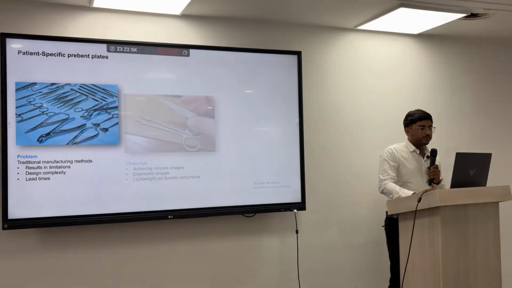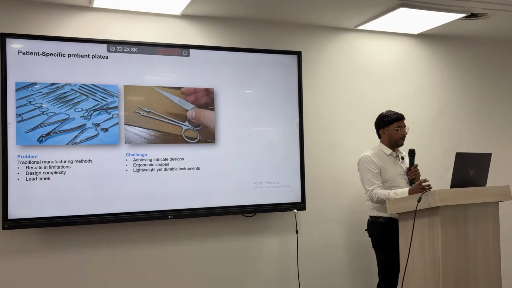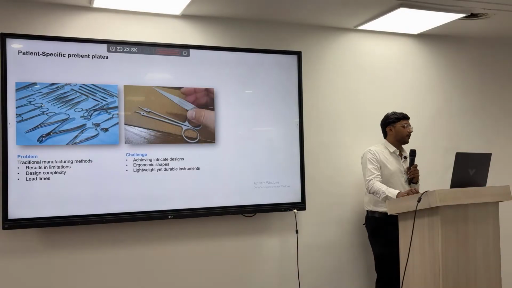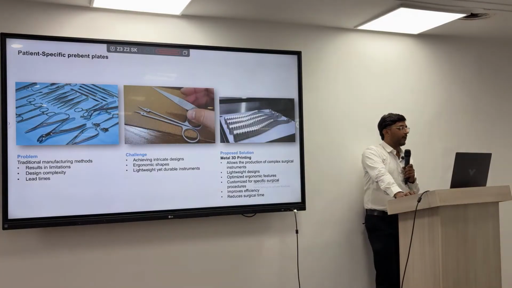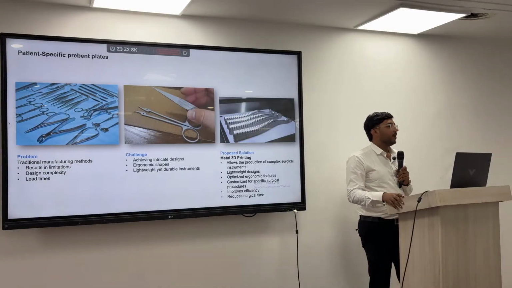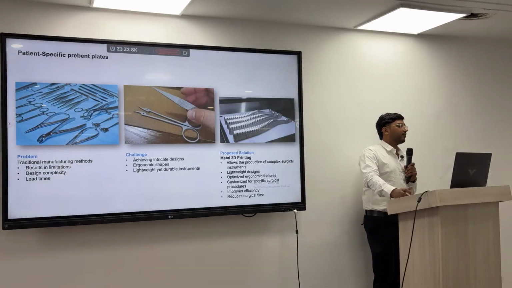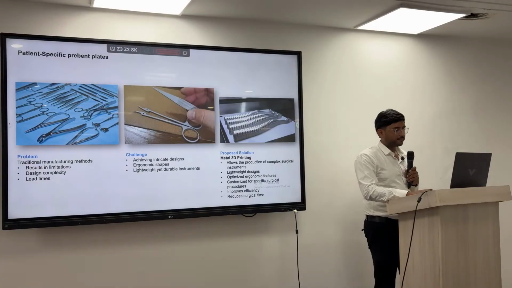Then the challenge was to achieve a lightweight design of the instrument. So metal 3D printing is used with SS 316L, enabling production of complex surgical instruments. The lightweight design can be achieved by using helical structures. Okay, so it improves efficiency.